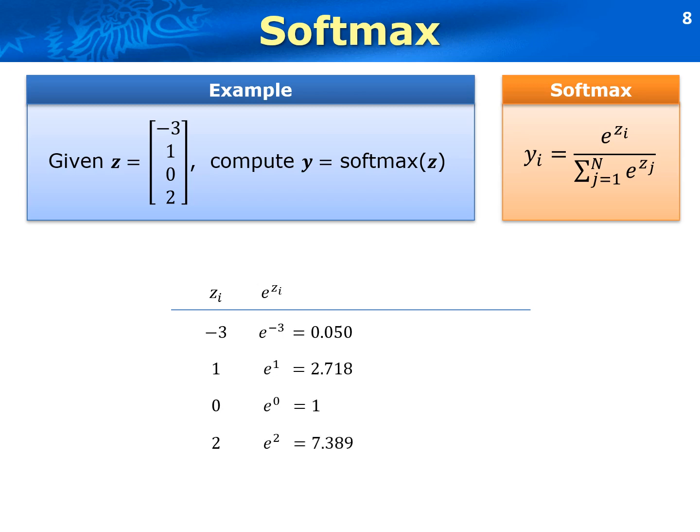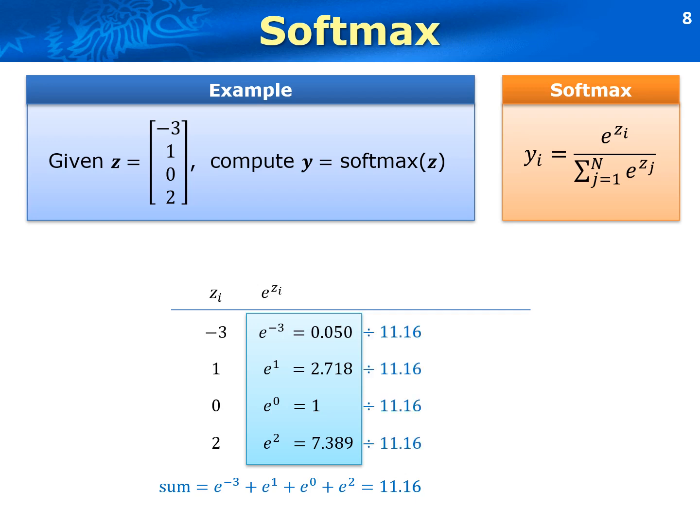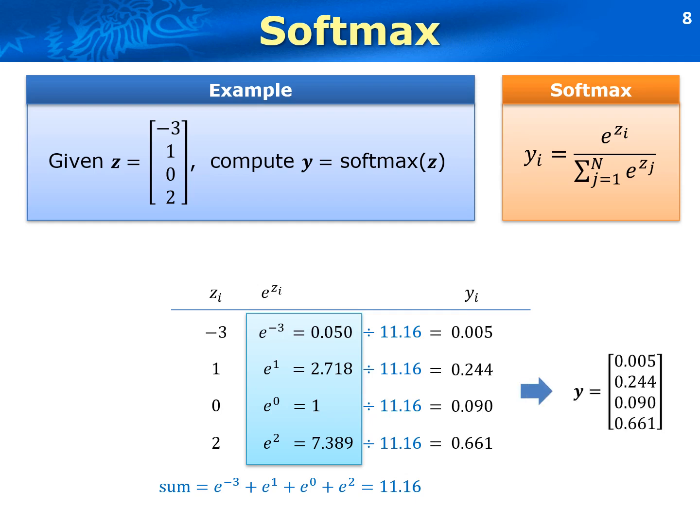After that, we calculate the sum of the second column, which is 11.16. This is the normalized factor. Then, we divide each cell in the second column by this sum and get the following normalized value yi for each zi respectively. Stacking these yi into one column produces the output vector y of the softmax. We can readily verify that the sum of all yi in the last column is 1. Therefore, the result y is a probability distribution.